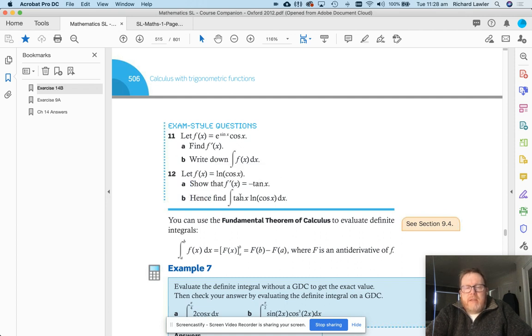Hence find this means that you must use the result from part A in order to solve part B. You can't go off on a crazy tangent. It should be utilizing the result you found. And we can see there's a tan x and a tan x here, so there is definitely a relationship. Okay, so that's really important for you to understand the language there in order to maximize your marks.